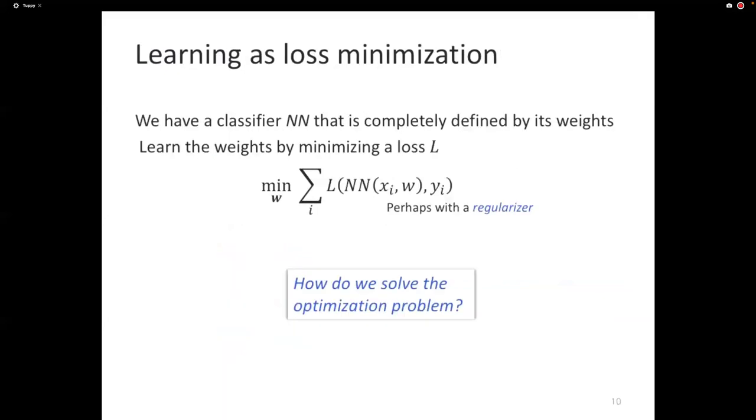And so we're back to this problem. We have a model that's parameterized by the weights. I can compute a prediction, in the previous slide that was y. And then based on that, I can compute the loss, and I want to minimize this optimization problem. How do we solve this optimization problem? Any ideas?